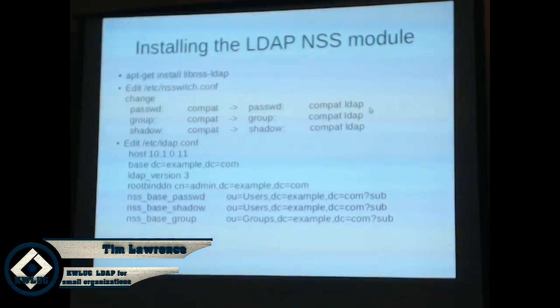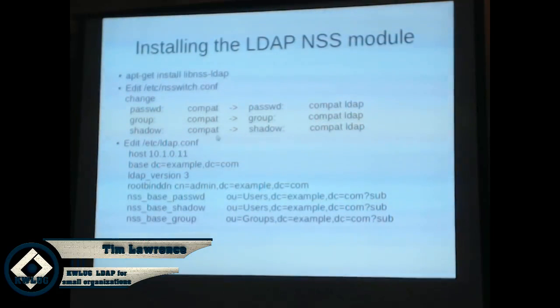And so this is an order of operations. What the operating system is going to do when it's looking for a user account in the password file is it's going to check the compat module to see if it knows about it. And if it can't find it, then it'll check the LDAP module. And if the LDAP module can't find it, it'll return an error. Does that all make sense?